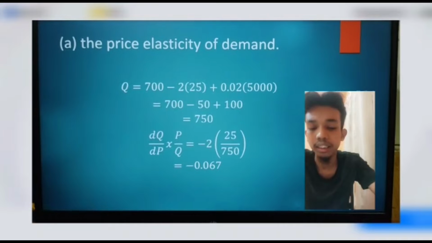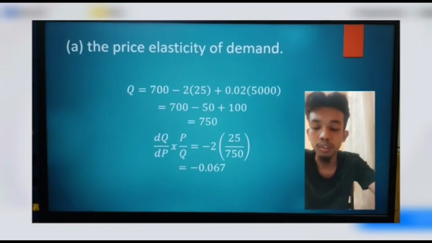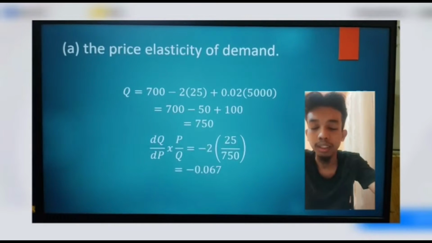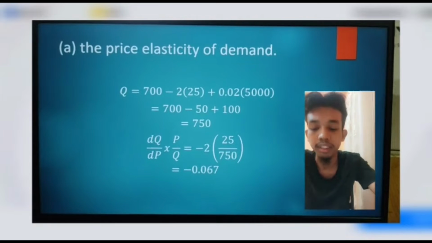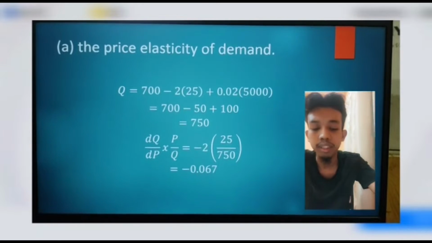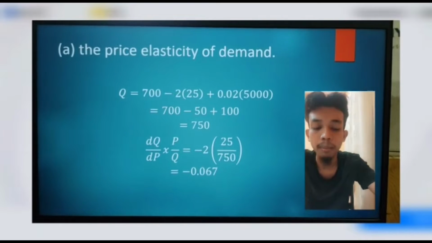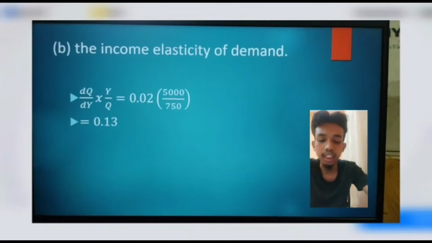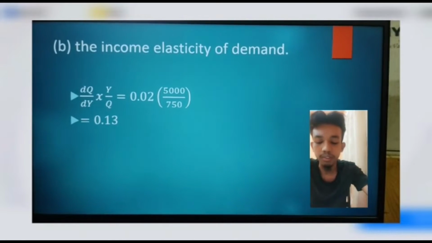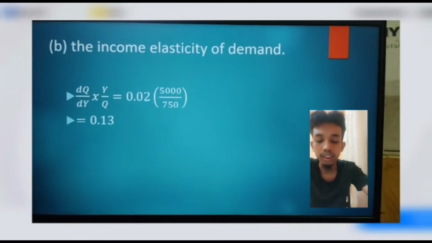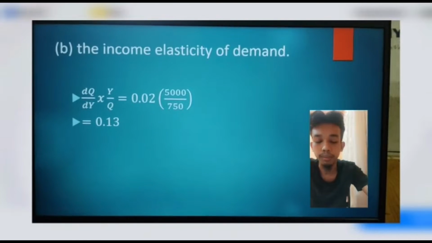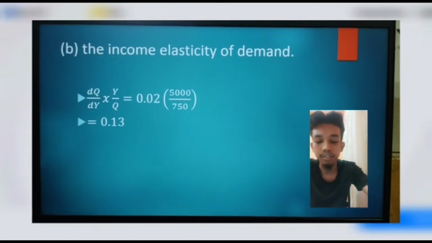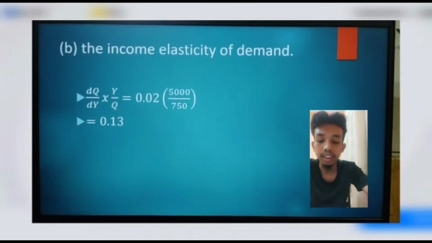To find the price elasticity of demand, we need to calculate dQ over dP multiplied by P over Q. So we get negative 2 multiplied by 25 over 750. So the price elasticity of demand is negative 0.067. Next, to find the income elasticity of demand, we need to calculate dQ over dY multiplied by Y over Q. So we get 0.02 multiplied by 5000 over 750. So the income elasticity of demand that we get is 0.13.